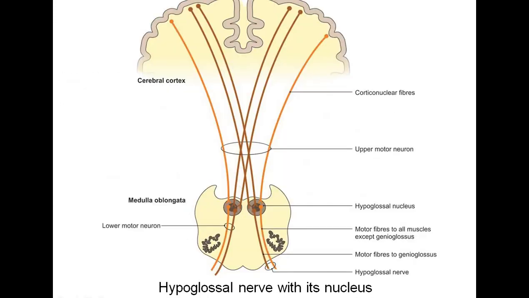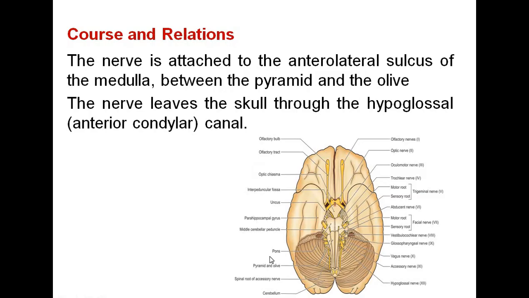Again, this is the same picture. This is the cut section of the medulla oblongata showing the hypoglossal nucleus. These are the corticonuclear fibers, which represent the upper motor neuron, and these are the lower motor neuron fibers of the hypoglossal nerve. Its course and relations.